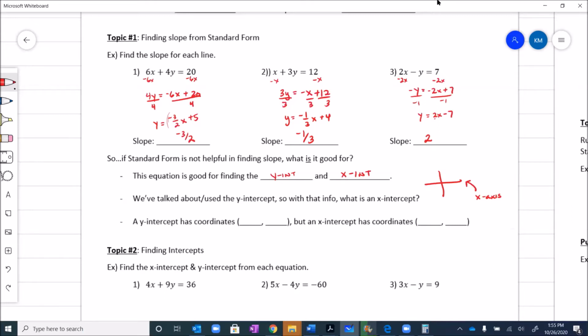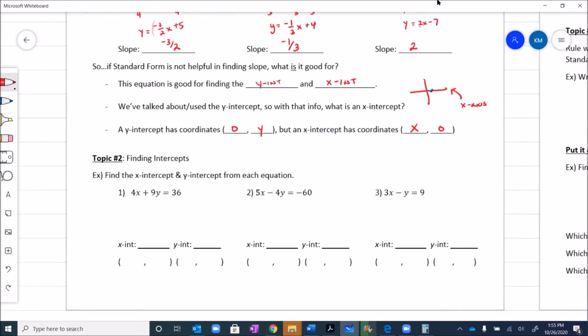Okay, and so a y-intercept will have the coordinates 0, and then whatever this number is, I'll just say y. But an x-intercept will have the coordinates of x and then 0. Okay, so it won't go up and down. So x-intercept always has 0 second, similar to how y-intercept always had 0 first.